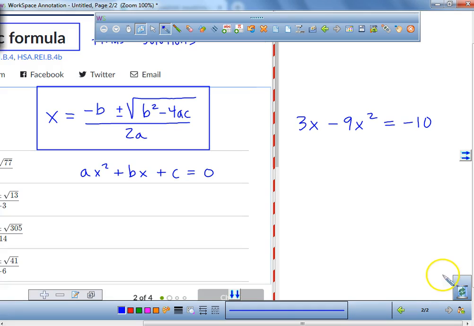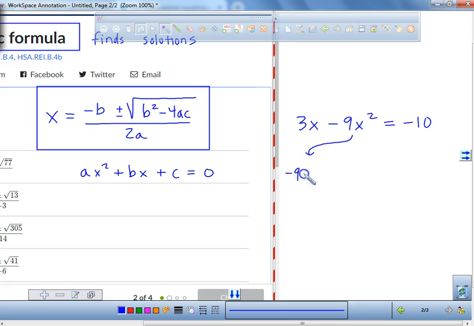Okay? So this whole equation is not set equal to 0. The first thing I'm going to do is move this guy up front. That's your a value. So negative 9 is going to be the a value. The a value is always in front of the x squared. That 3x, I have to move it back here, so put plus 3x. And the last thing I have to do to get this equation set equal to 0 is add 10 to this side, and add 10 to the other side of the equal sign. So that zeroes out, and I'm left with plus 10 equals 0.